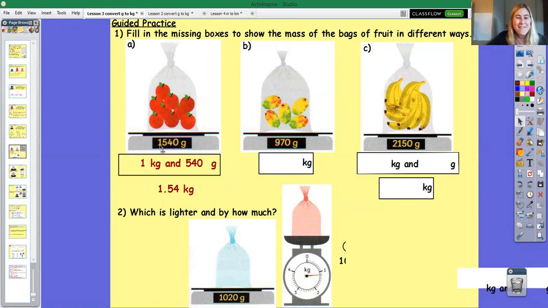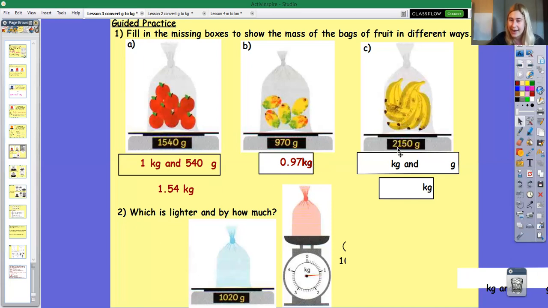Okay, so hopefully you can see here that we've got 1 whole kilogram because we've got 1,000 grams, and then we've got 540 grams as well. Okay, and when we convert that, if we did 1,540 and we divided it by 1,000, we'd end up with 1.54. Okay, super. Now this one is less than whole kilograms, so I'm not going to write this one in kilograms and grams. We just need to know what the kilograms would be. Okay, so again, you can divide this by 1,000 and you should end up with 0.97 kilograms. Okay, or 97 hundredths of a kilogram.